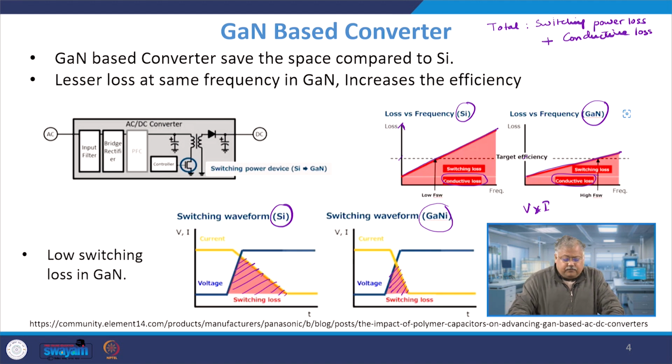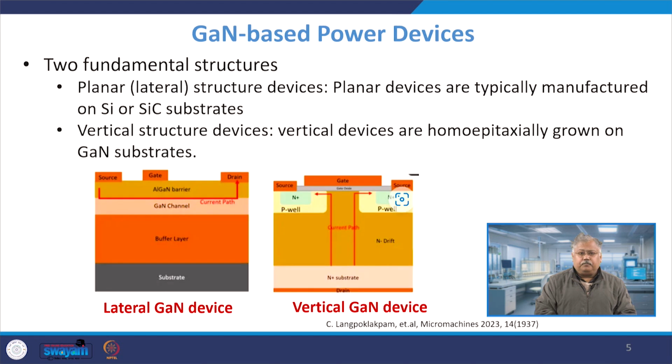Now, if you look at the AC-DC converter shown in the top diagram, the efficiency is also much better for gallium nitride as compared to that of silicon.